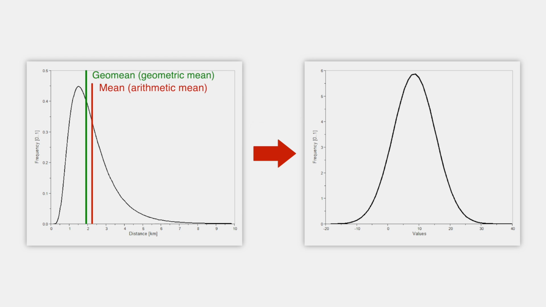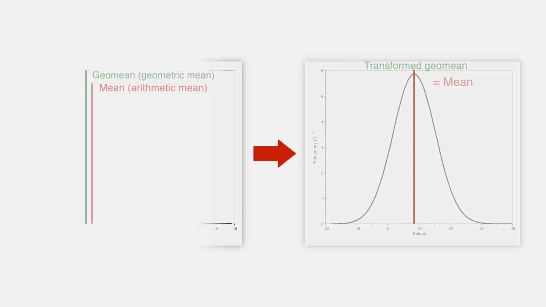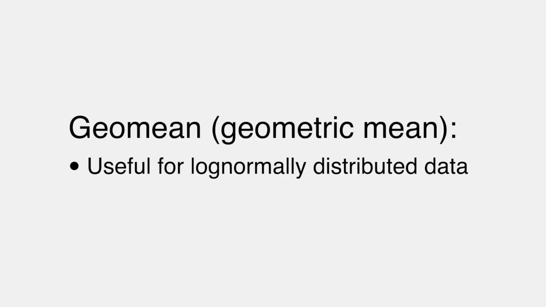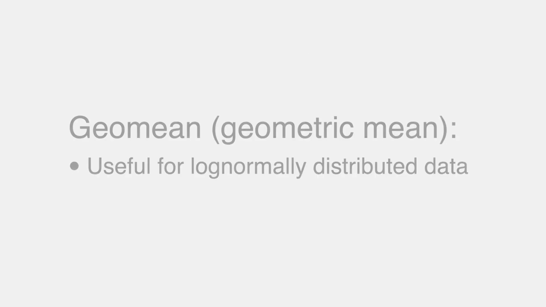And now we can also transform the geomean the same way. And the beauty of the geomean is that when we transform it, we obtain the mean value of this normal distribution. In simple terms, the geomean in log normal space corresponds to the mean in normal space. So to wrap up, the geomean is useful when you have log normally distributed data.